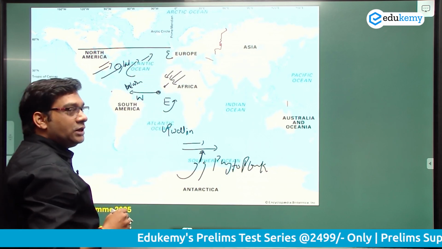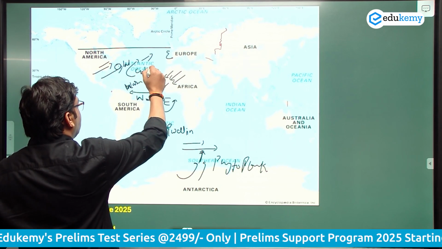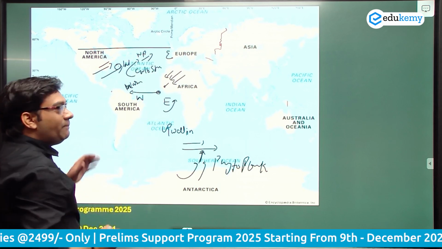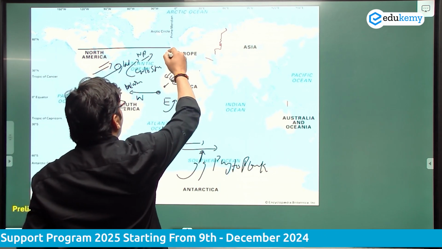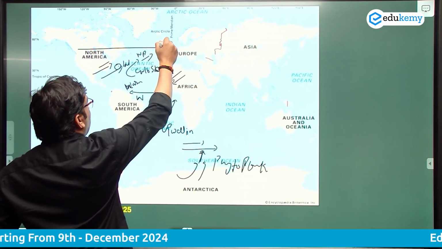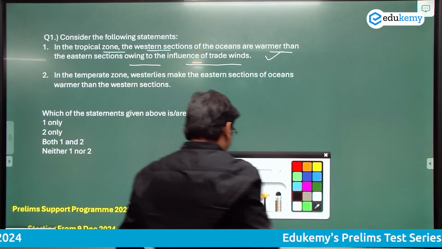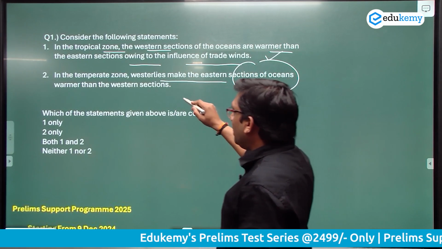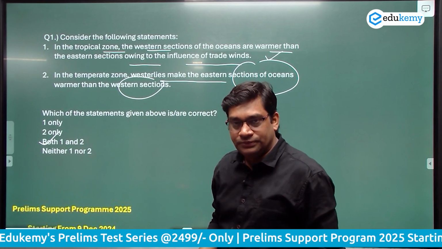ocean currents including the Gulf Stream and North Atlantic Drift, it drags the warm water from the Gulf of Mexico toward the western part of Europe, which is the eastern part of the ocean. So here will be warm water, and here will be cold water. So both these statements are correct. In the temperate zone, westerlies make the eastern section of the ocean warmer than the western section. So the correct answer will be option C, both 1 and 2.